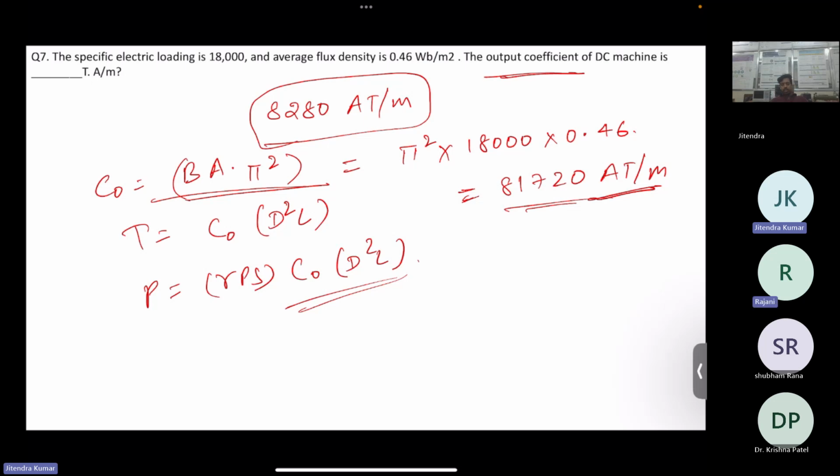Yeah, so that's correct. So that much is the output coefficient of this DC machine. I hope it is clear to you, right? Yes, sir, clear.